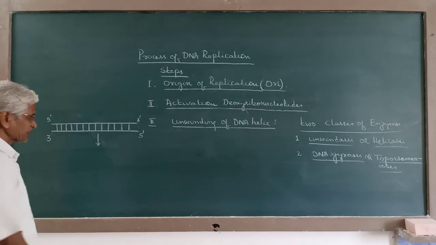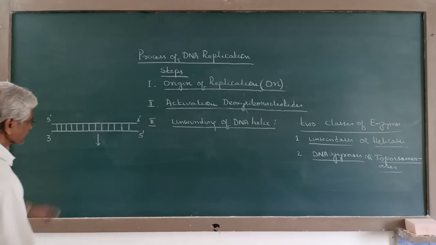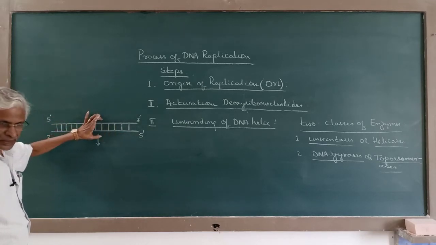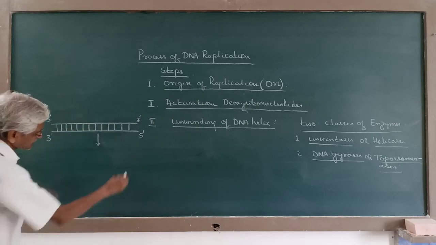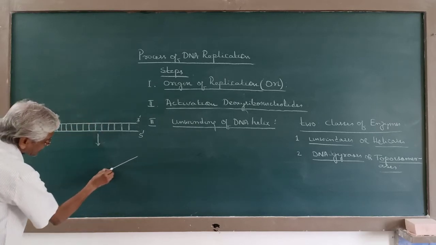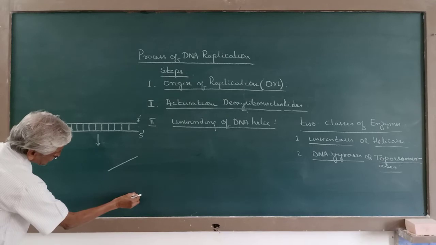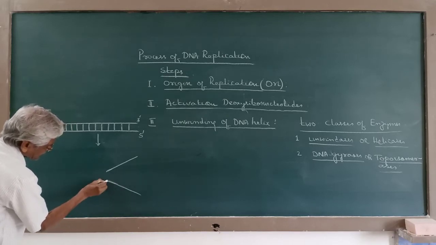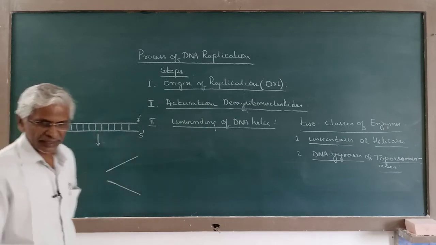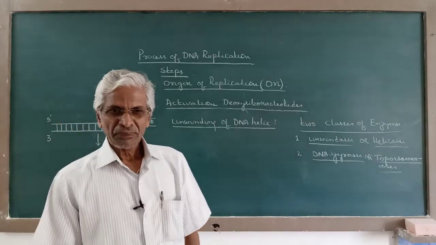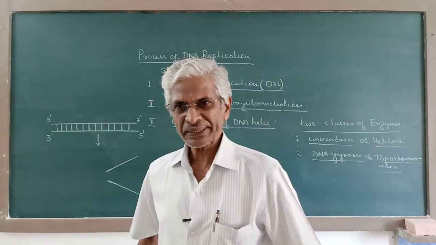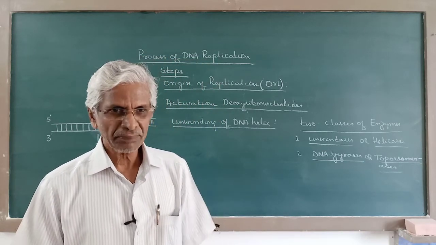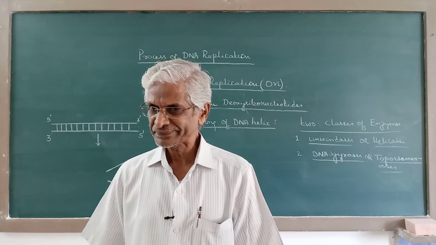At the time of DNA replication, see, these two strands will start separating at one end, at this end. So at this end, the two strands have been separated. Now during DNA replication, first the two strands have to be separated so that each strand will act as a template for the synthesis of a new strand.